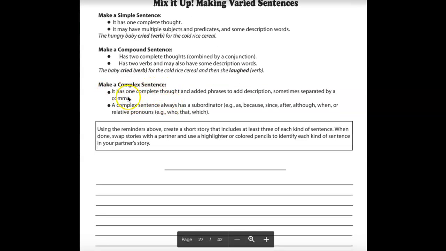And then a complex sentence has one complete thought and added phrases to add description, sometimes separated by a comma. A complex sentence always has a subordinator, as, because, since, after, although, when, or relative pronouns who, that, which. Okay, so that one's a little bit more involved, okay?